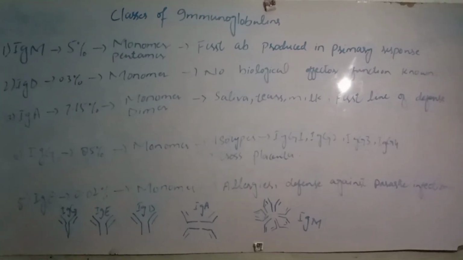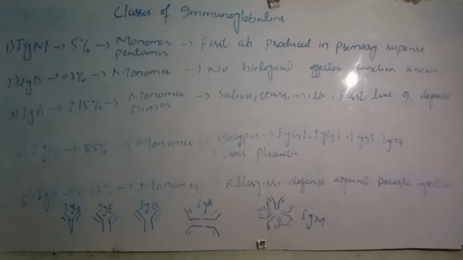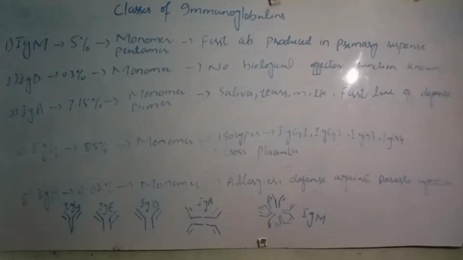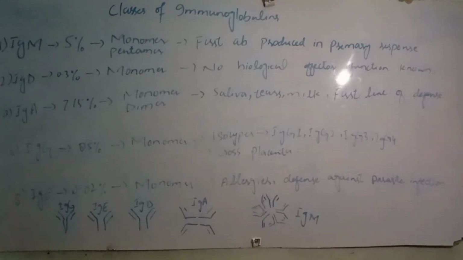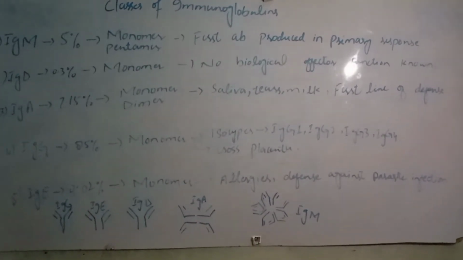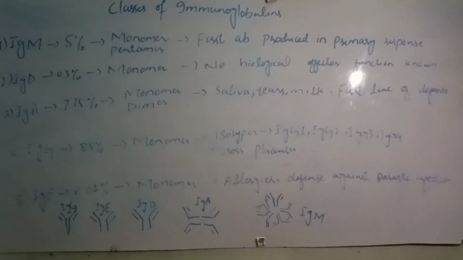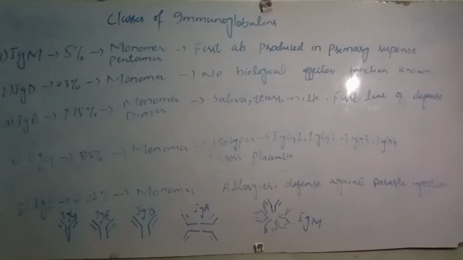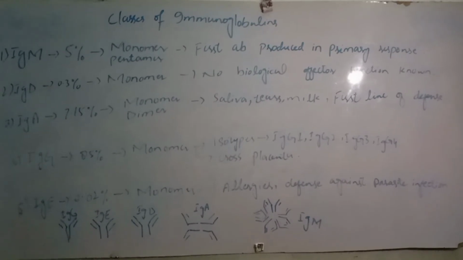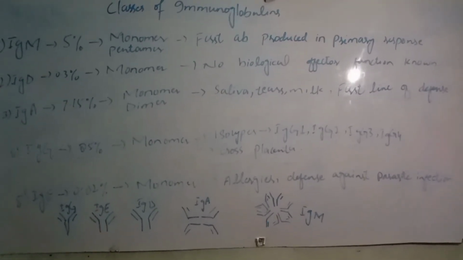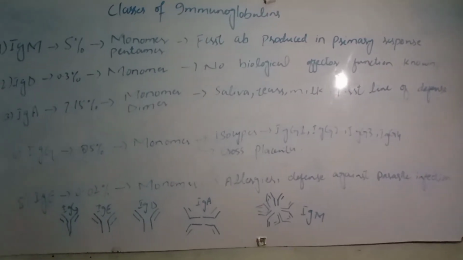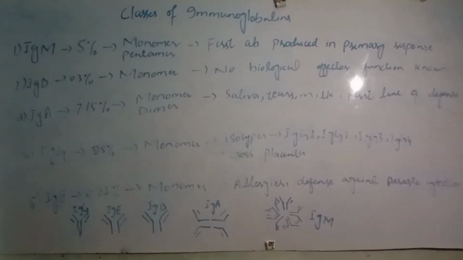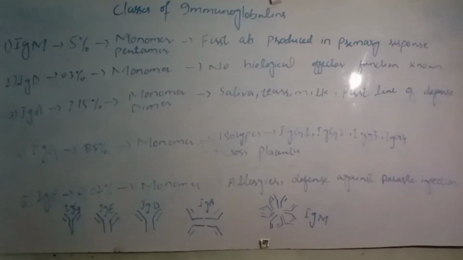Next antibody is IgE. It is present at 0.02% concentration in serum, and it is present as a monomer, and it is involved in allergic reactions, mainly allergic reactions, hypersensitive reactions, anaphylaxis. When an allergen enters our body, through the process of class switching, IgE antibody is produced by the B cell, and it provides defense against parasitic infection, and it is found mainly in tissues.